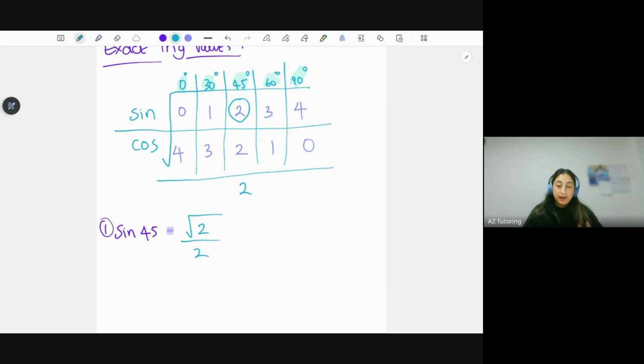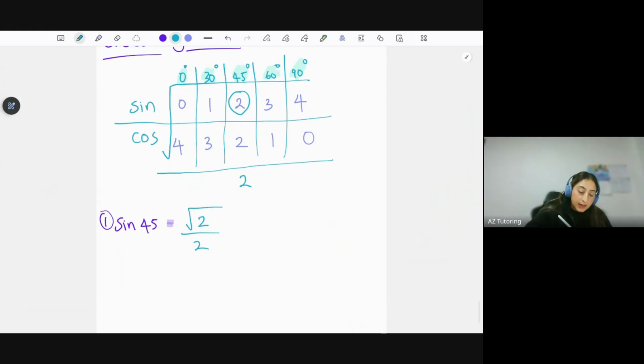Foundation kids can leave it like this. Higher kids have to solve this, so rationalizing the denominator. That's a topic in higher. So higher kids will then go on to know how to simplify this even more. But foundation kids, you need to know sine 45 is root 2 over 2. You don't need to do anything to it. So that's your final answer. So sine 45, reading it off, is root 2 over 2.